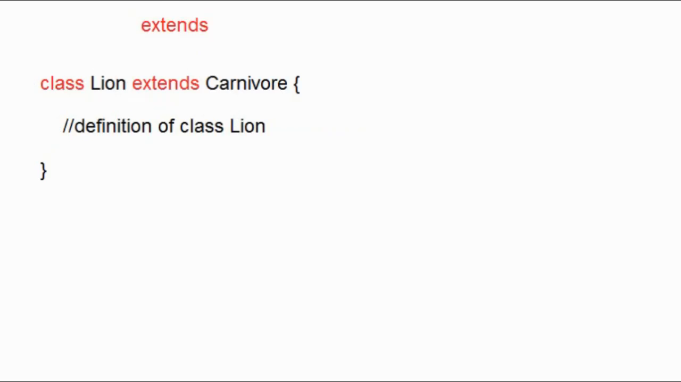The other keyword is the extends keyword, which is used during inheritance in Java. So this is how you use it. You create a class with the keyword class, name of the class, then you do extends, and then the name of the class that it extends.